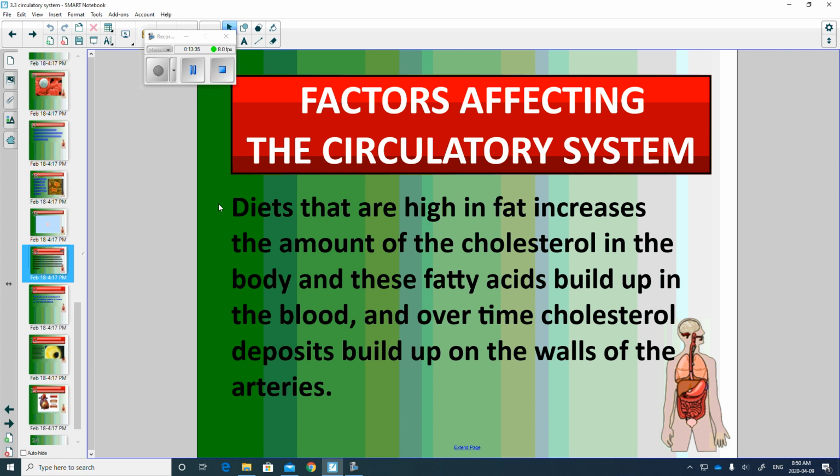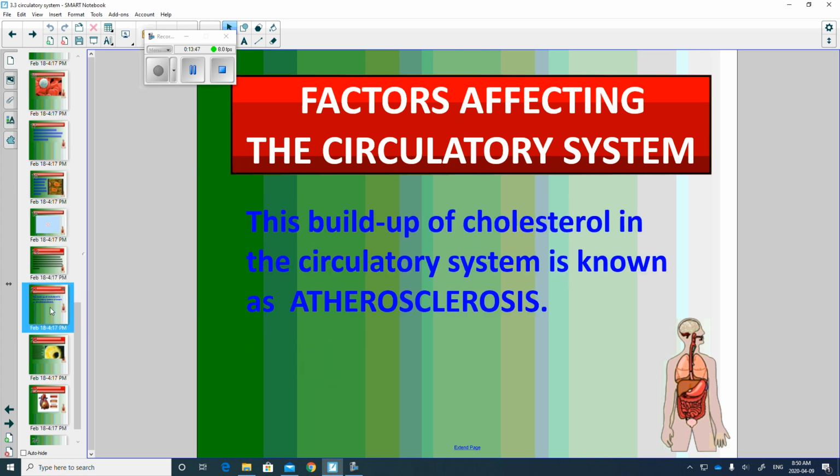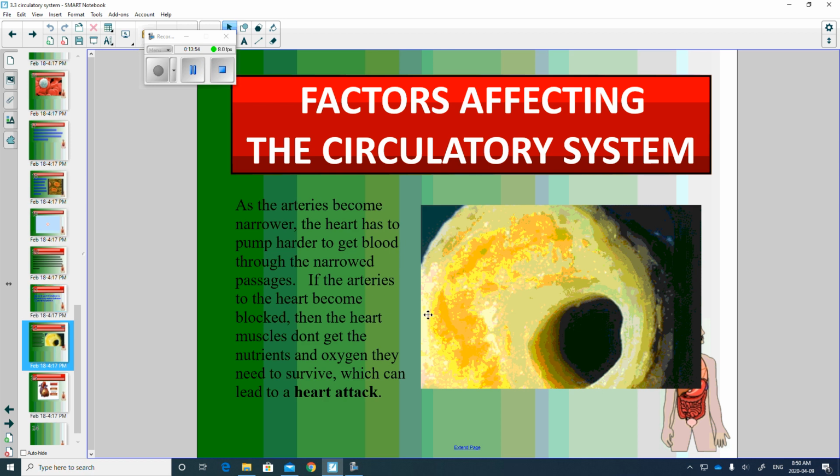Some other things that can go wrong in the circulatory system. Diets that are high in fat increase the amount of cholesterol in the body, and these fatty acids build up in the blood. And over time, cholesterol deposits build up on the wall of the arteries. This buildup of cholesterol is known as atherosclerosis. And it sort of looks like a cup of melted butter is just filling the arteries, and that's very much actually similar to what it is.